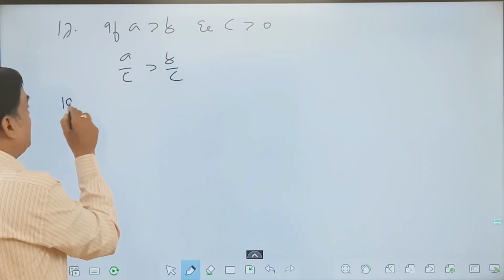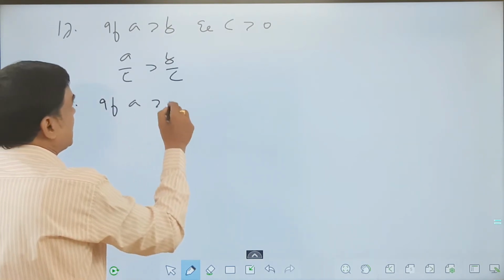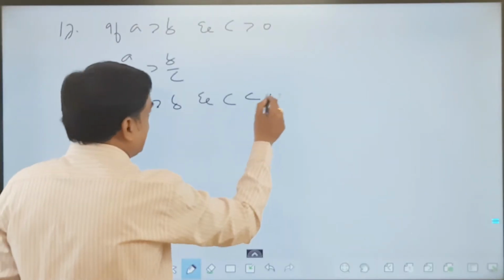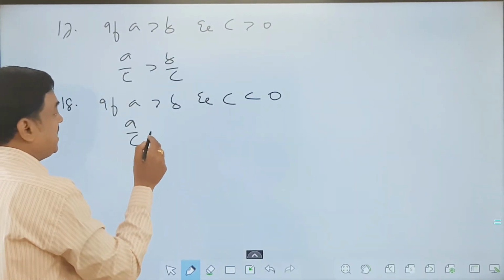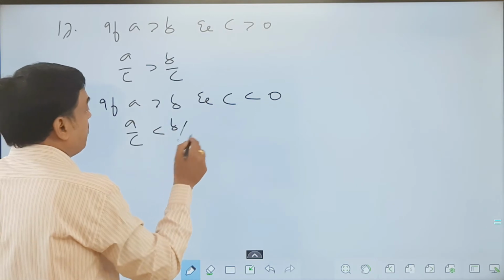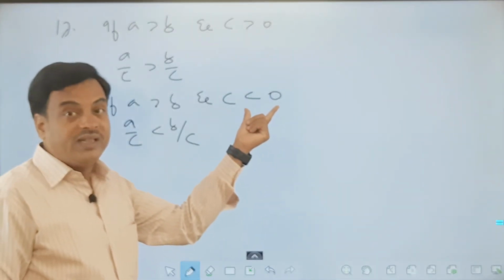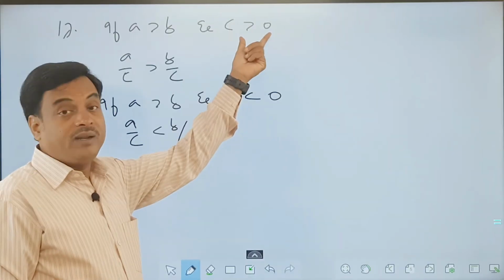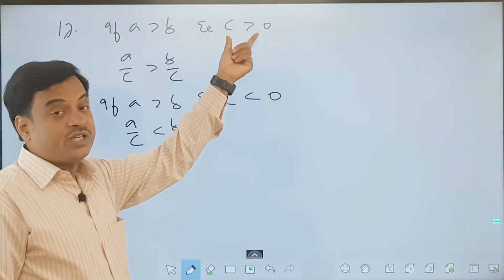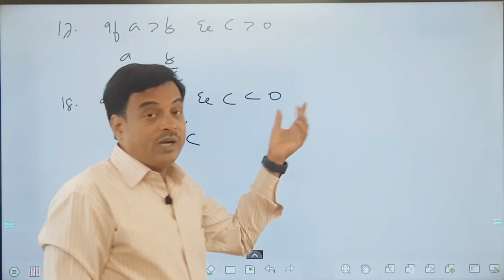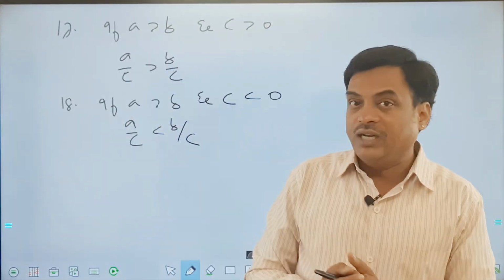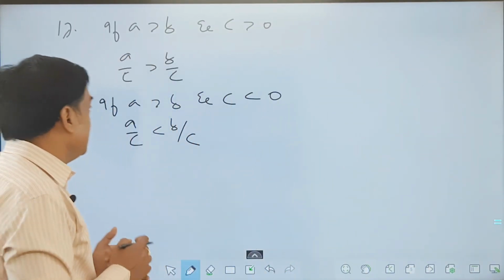Okay. But 18th point, if you see, if A is greater than B and C is less than 0, then A by C will be less than B by C. So there is a change of inequality when I divide with a negative value. When I divide with a positive value, the inequality is not changing. But if I divide with negative values, the inequality will definitely change.